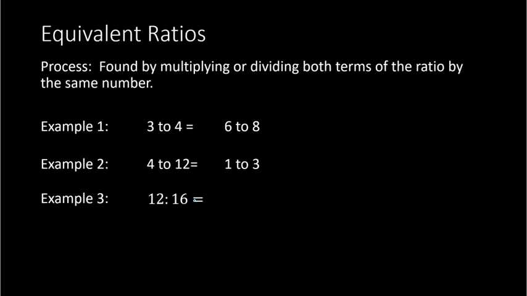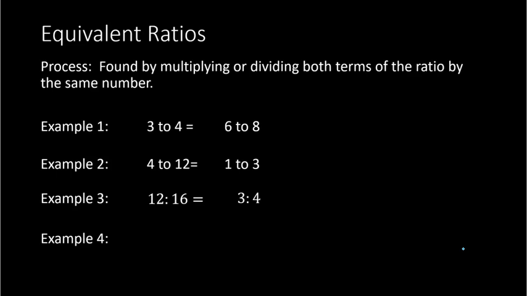We can write it with a colon connecting the two numbers. So if we had 12 to 16, we could write an equivalent ratio by dividing both numbers by 4. 12 and 16 both divided by 4 would give you 3 and 4. So 12 to 16 is the same thing as 3 to 4.